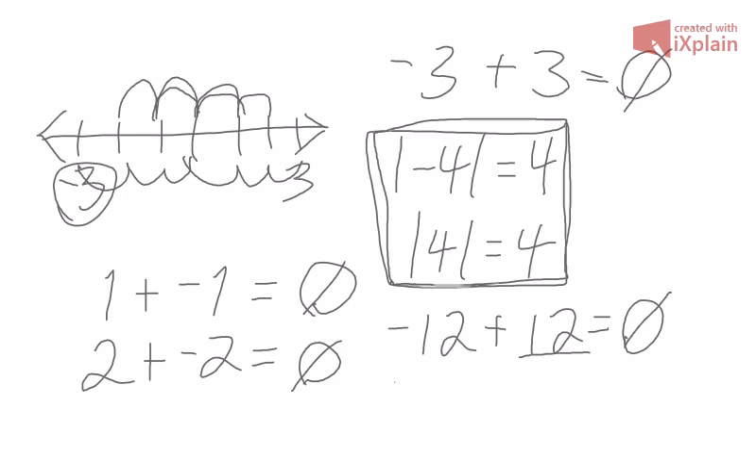Here's one more. Let's look at 25. The additive inverse of 25 is going to be a number that when added to 25, the answer again is 0. And the additive inverse is, of course, going to be -25. So that's the concept of additive inverse.